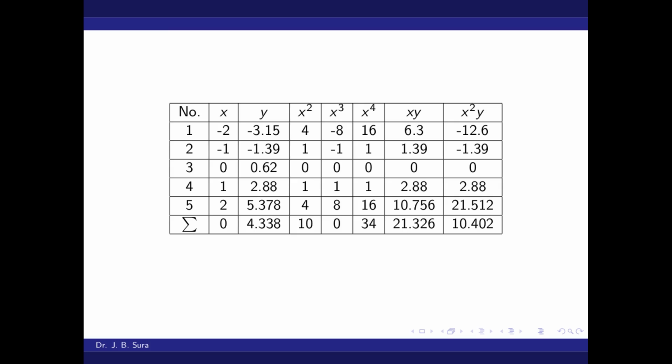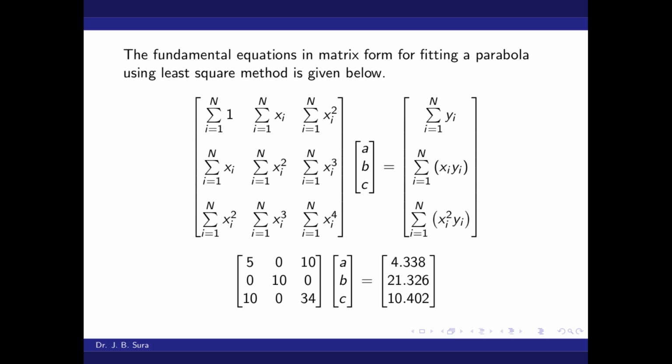So first we will make a table which is large in size. The header row will be serial number, x, y, x square, x cube, x raised to 4, xy and x square y. Out of this, x and y values are given to us, so we can obtain the remaining values. And if we want to do summation, then we have the last row. So summation of x is equal to 0, which is obvious. Summation of y is easy to find out. Similarly, summation for x square is 10, for x cube is 0, for x raised to 4 is 34, and so on. Now we have the fundamental equations, or that matrix which we have obtained.